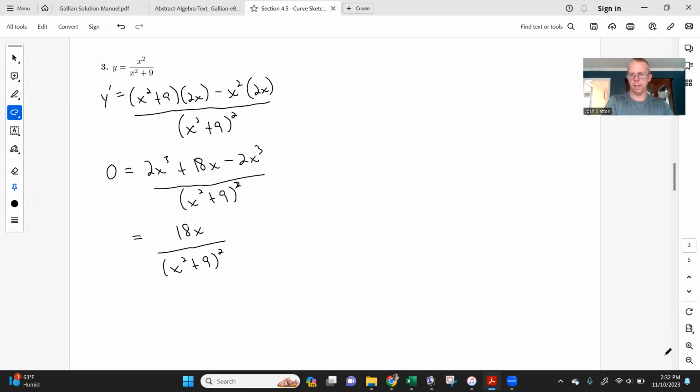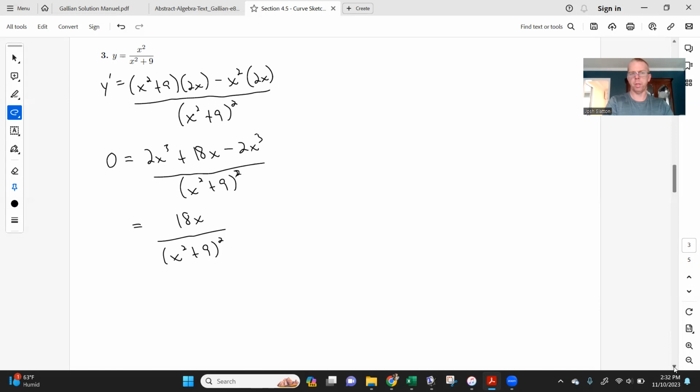So there's our first derivative simplified. And then, like I said, set this equal to 0. We're really only concerned with where the numerator is equal to 0. So we have x equals 0. And then we'll put this on a number line. You can plug in a negative number, and you can plug in a positive number. When you do, you see that the first derivative is negative when x is negative. It is positive when x is positive.